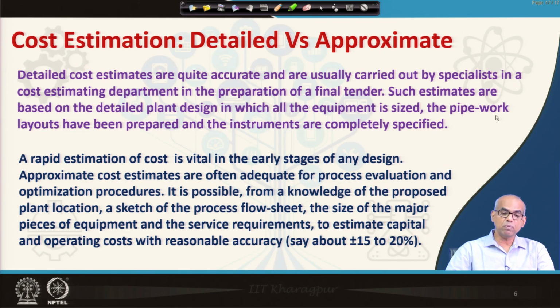A rapid estimation of cost is vital in the early stages of any design. Approximate cost estimates are often adequate for process evaluation and optimization procedure. It is possible from a knowledge of the proposed plant location, a sketch of the process flow sheet, the size of the major pieces of equipment, and the service requirements to estimate capital and operating cost with reasonable accuracy, say for example within 15 to 20% accuracy.